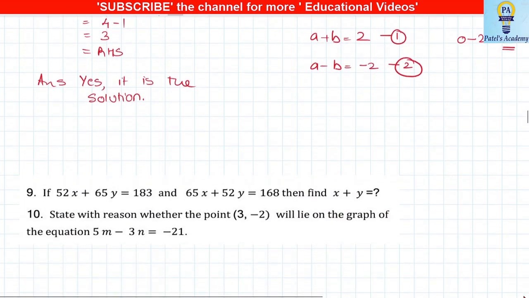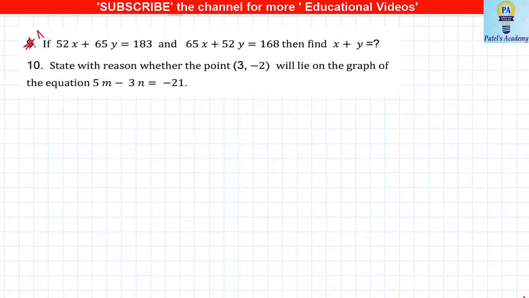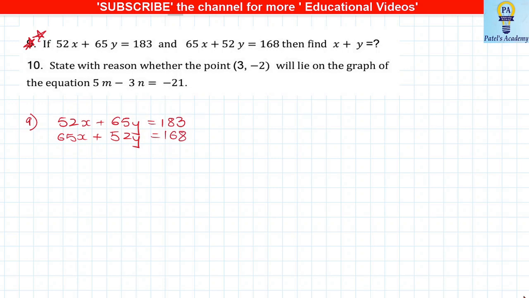Okay, now let's see the ninth one. Students, the ninth sum is very important. Now they have given two equations here where you see the coefficients of x and y are interchanged, and you have to find the value of x plus y. So 25x plus 65y equals 183, and 65x plus 25y equals 160.